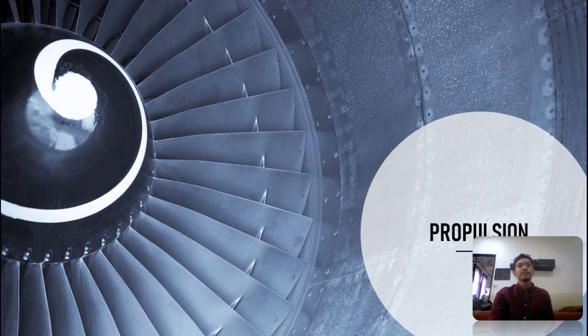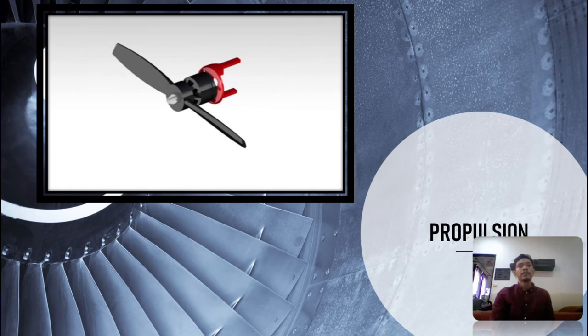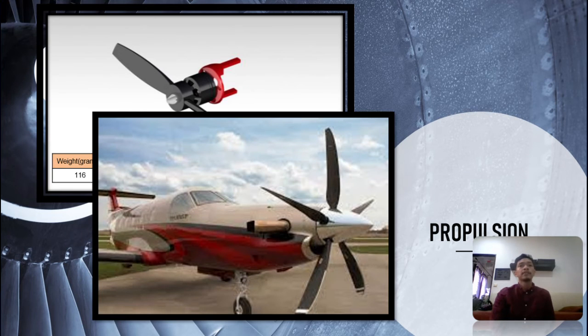For the propulsion system, we will use the components stated in the figure. Roughly, this figure includes the information that we need to identify before we develop our propulsion system, such as the weight, motor type, kV, number of cells, and propeller blade diameter. Actually, we should be referring to the Pilatus airplane, but due to certain reasons, for example the amount of thrust produced at current scale, and also in terms of fabrication, we took into consideration decreasing the number of propeller blades.